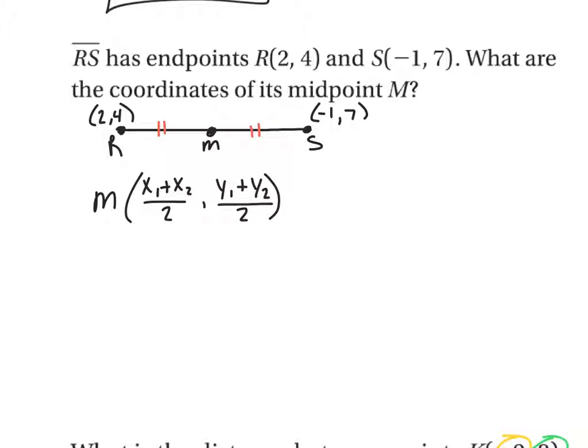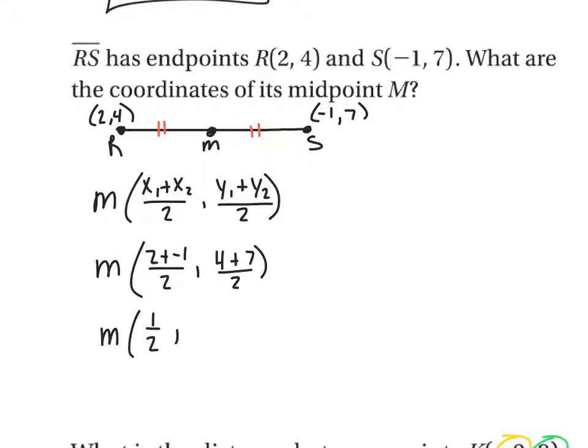And now we can go ahead and plug in. So the midpoint is going to be at 2 plus -1 divided by 2, comma, 4 plus 7 divided by 2. So our midpoint is located at 1/2, comma, 11 halves. And yeah, that looks like a nasty number, but again, that's where it's at. We could find that point on the coordinate plane. That would be at 0.5 on the x, and then 5.5 on the y.